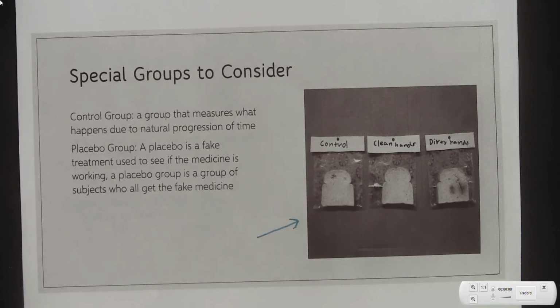Those are important because you want to see if your treatment is really doing better or worse based on natural progression. If it's doing worse than natural progression, then why use it? Placebo group. Placebo group is a fake treatment used to see if the medicine is working. It doesn't necessarily have to be medicine, but just anything that would be like a fake thing that would make you think you're actually doing the actual treatment. A placebo group is a group of subjects who all get a fake medicine or some kind of fake treatment. Clearly, I'm basing this a lot off of medical stuff, but it doesn't necessarily have to be. It can be any fake treatment.